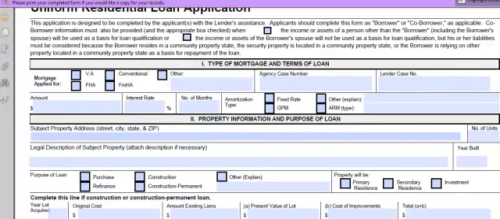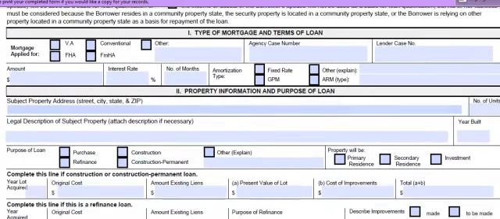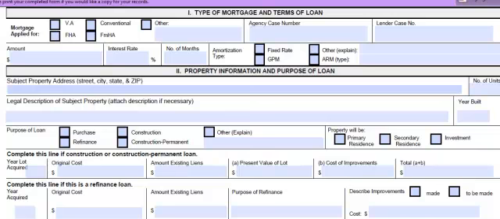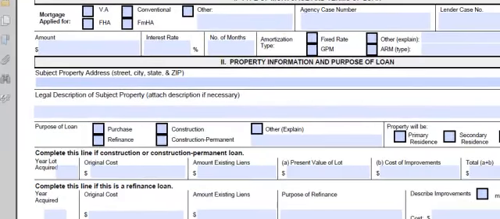So first, you find out whether it's a borrower or a borrower and a co-borrower. Then you find the type of mortgage loan. Could be VA, FHA, conventional, all that stuff. You see the amount, the interest rate, number of months, the amortization type. You see the fixed rate, ARM, GPM, other.